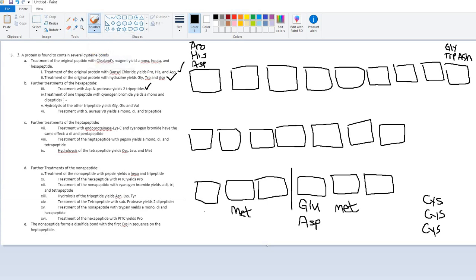So let's read the next clue. It says hydrolysis of the other tripeptide yields a glycine, a glutamate, and a valine. So we know that this is either a glutamate or an aspartate, and this clue tells us that we have a glutamate in this peptide. So we know the glutamate goes here, and we don't have an aspartate. And this must be the other tripeptide. So methionine can't go here, and methionine must go here.